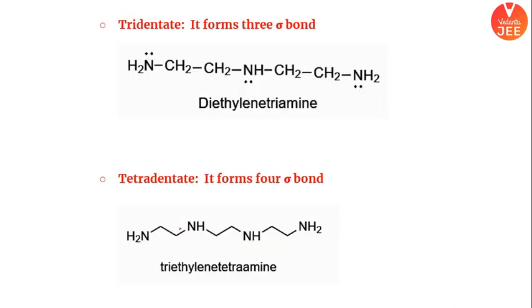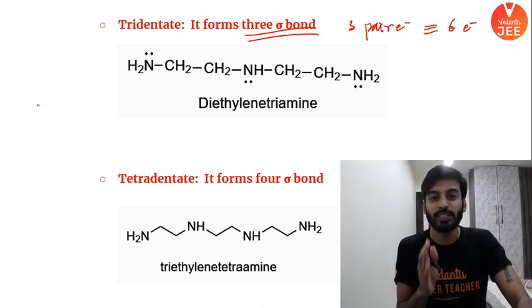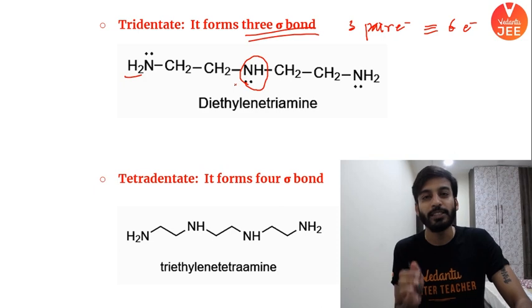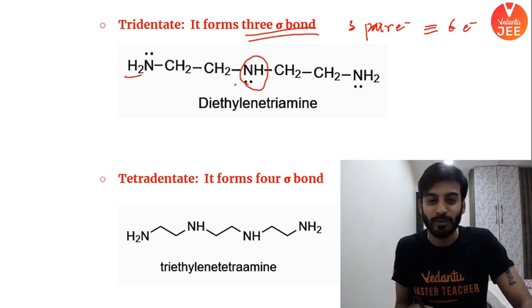Alright, moving on. Tridentate, I think it must be clear from the name itself by now. What is a tridentate ligand? It is going to give you 3 sigma bonds, meaning 3 pairs of electrons, or you can say 6 electrons. I hope it is clear. Here is a simple trick to remember: this is a substituent, a tweak we have done in your ethylene diamine. One of the hydrogens of the NH2, I have replaced by CH2CH2NH2. This is the way you can remember.